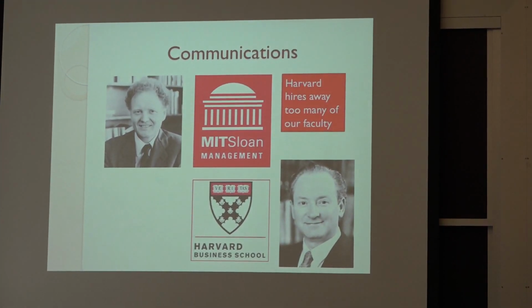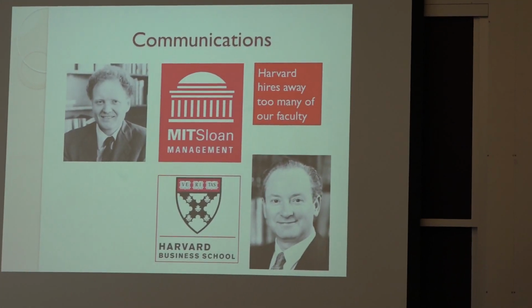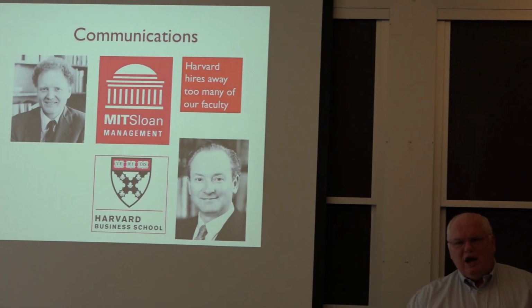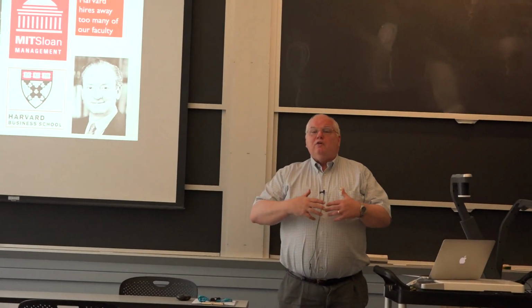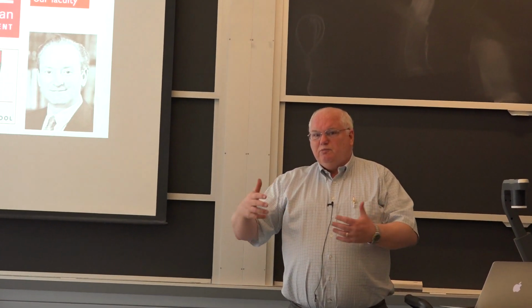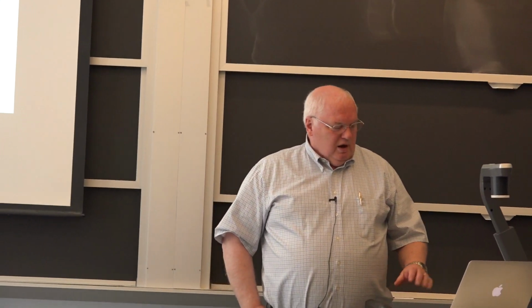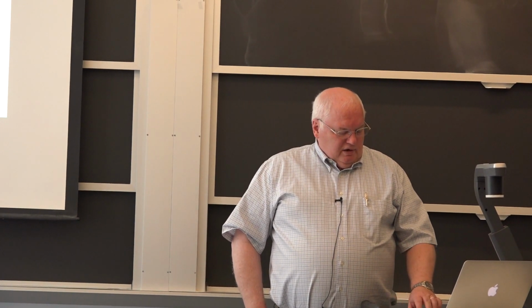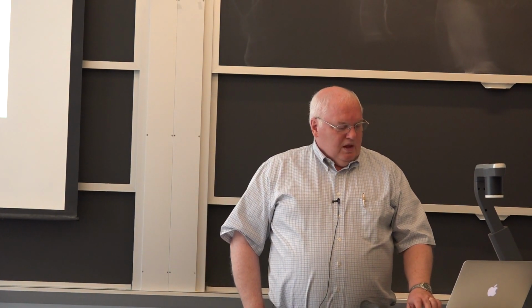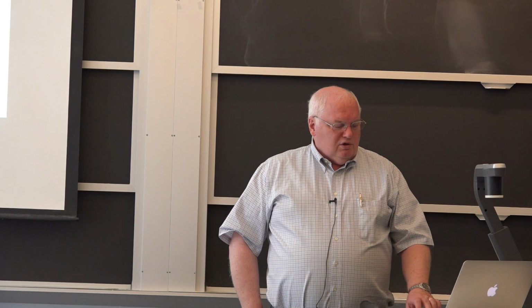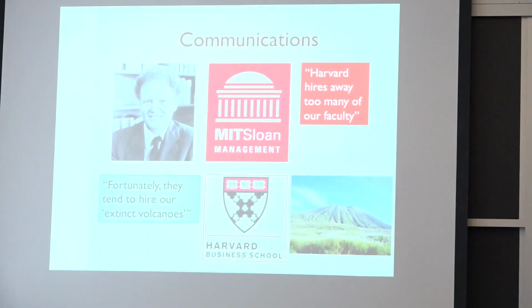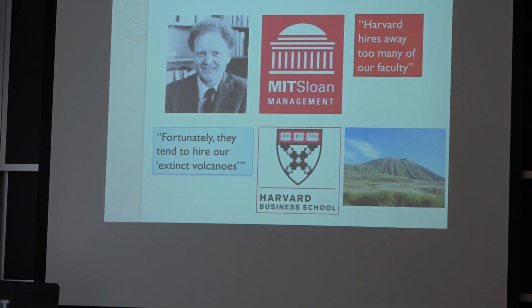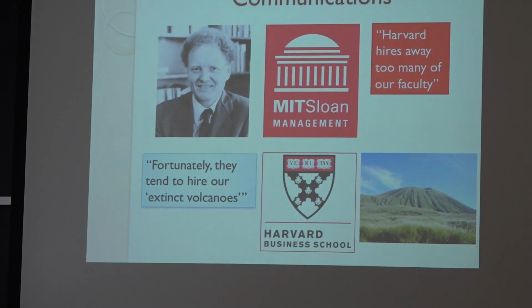Now, Black-Scholes and Merton were the guys who came up with the mathematics for derivatives and all of the derivatives trading, which eventually brought down Wall Street in 2008. But this was like 1990, or the early 90s. He says, Harvard hires away too many of our faculty, but fortunately, they tend to hire our extinct volcanoes.